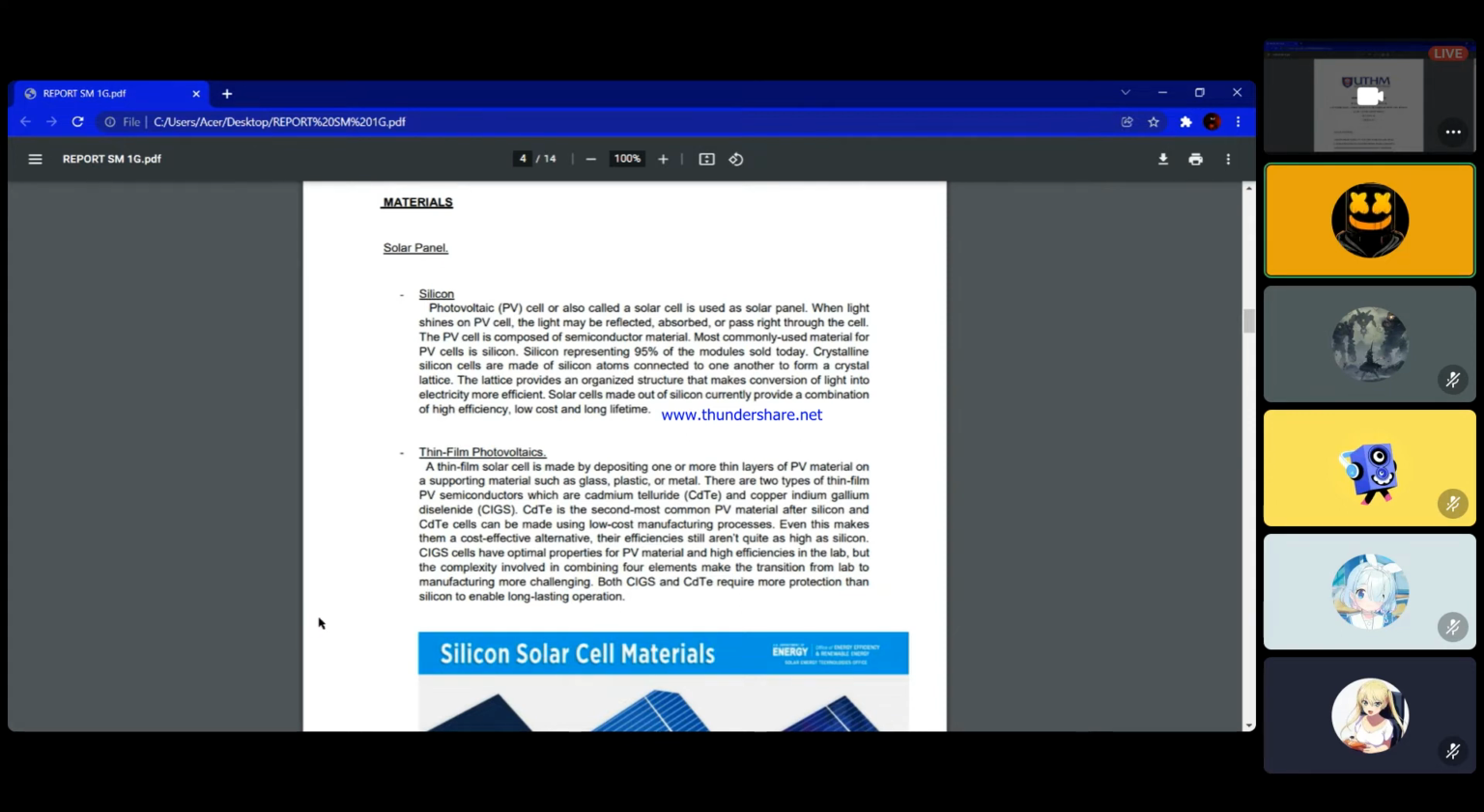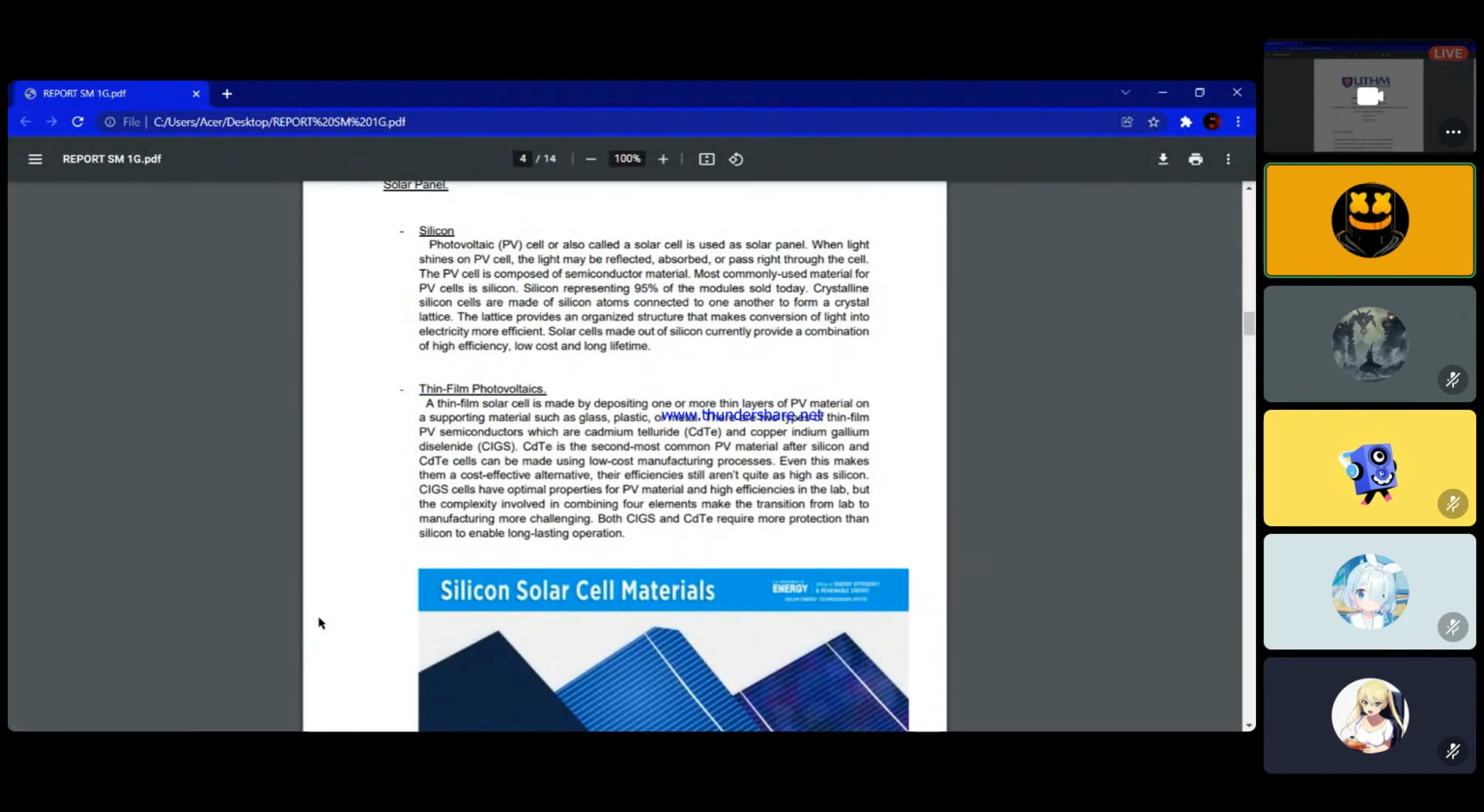Silicon represents 95% of the modules sold today. Crystalline silicon cells are made of silicon atoms connected to one another to form a crystal lattice. The lattice provides an organized structure that makes conversion of light into electricity more efficient. Solar cells made out of silicon currently provide a combination of high efficiency, low cost, and long lifetime.